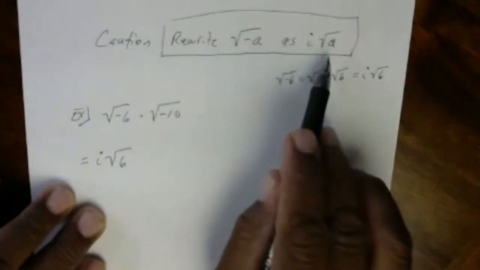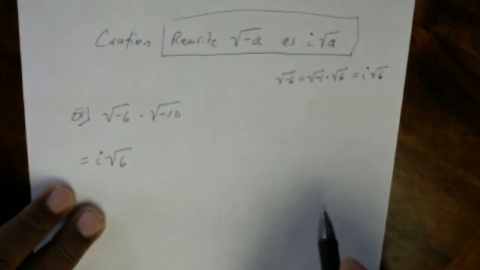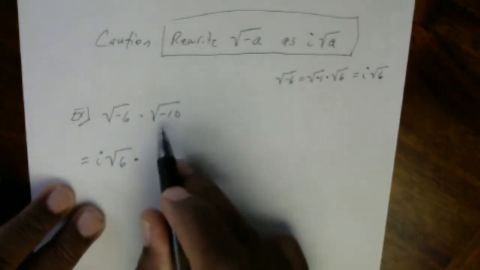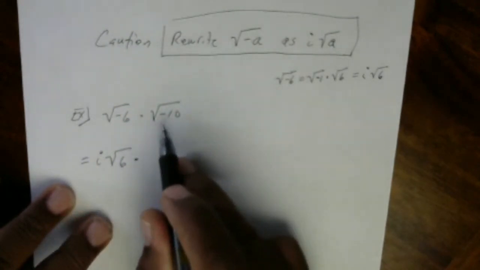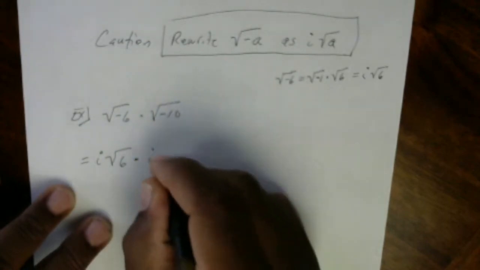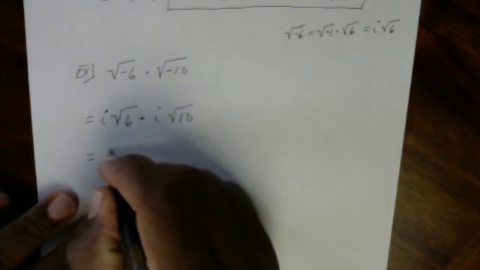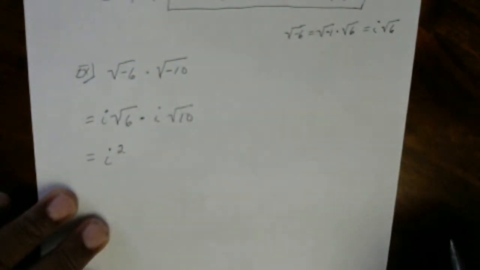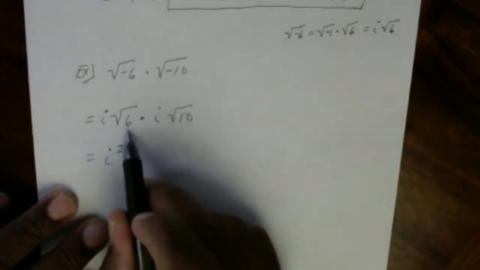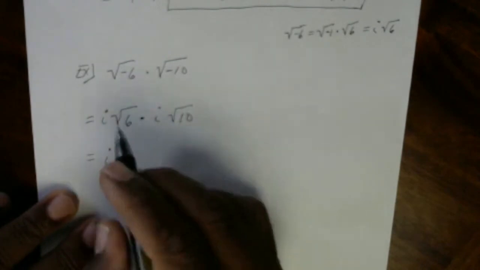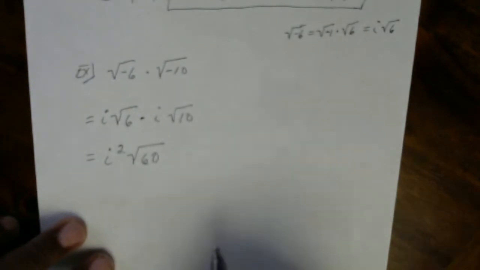Okay, but in short, we can just simply use this formula. Times, here again, I have a negative radical, so I'm going to rewrite the square root of negative 10 as i times the square root of 10. And now I'm going to multiply. So i times i is i squared. The square root of 6 times the square root of 10 is the square root of 60. Right, so I have i squared times the square root of 60.